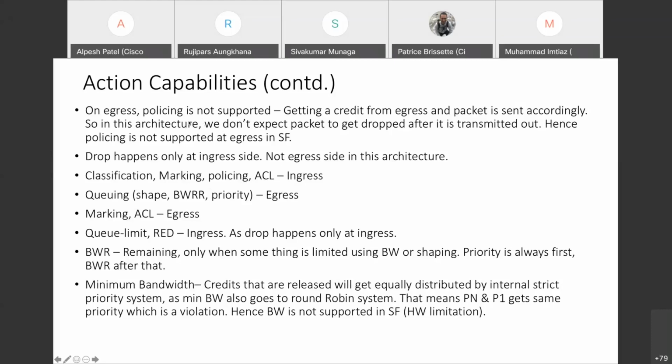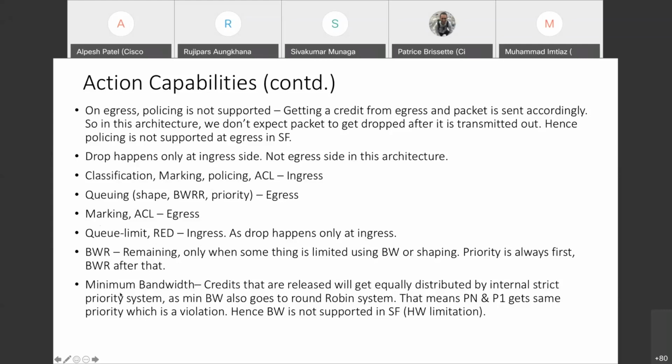Okay, so we talked about why policing is not supported. A drop happens on the ingress side. So the classification, marking, and policing via ACL can be done on the ingress side. We covered that earlier. Queue limit or WRED, that's on the ingress side as well. Bandwidth remaining ratio, we'll talk about that in detail, and then the minimum bandwidth, that's not supported.